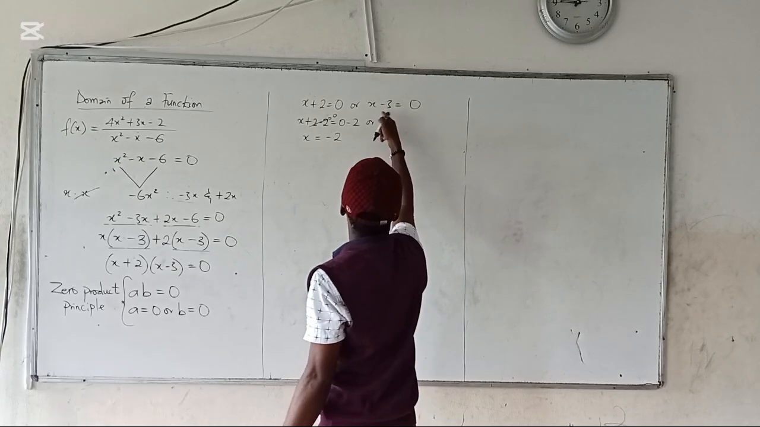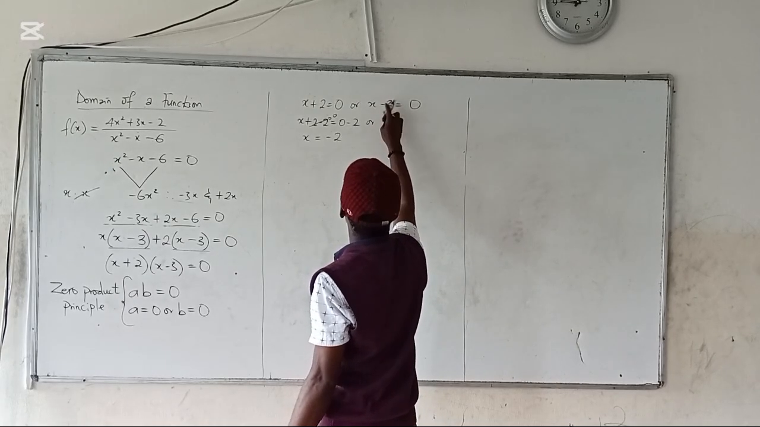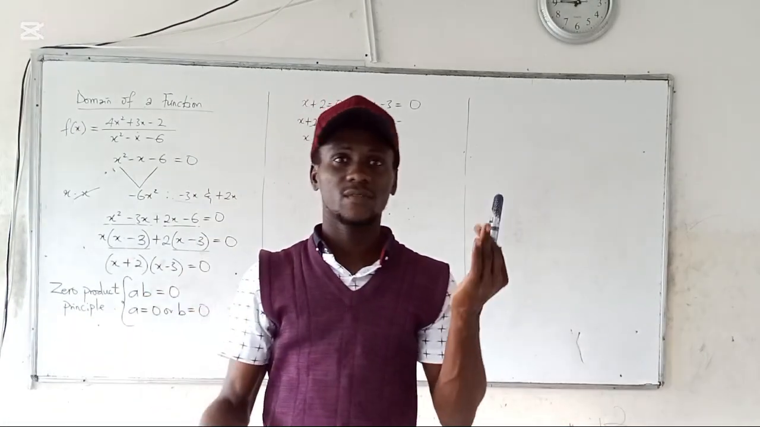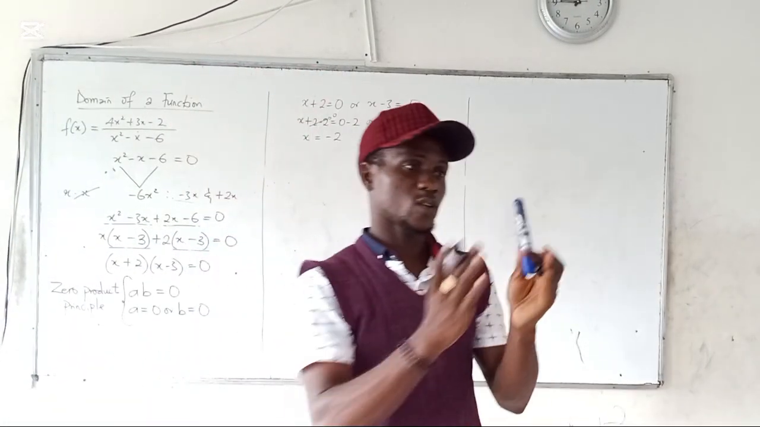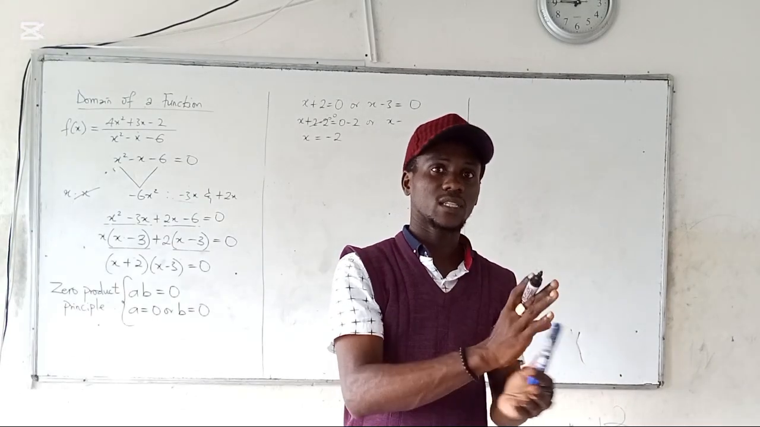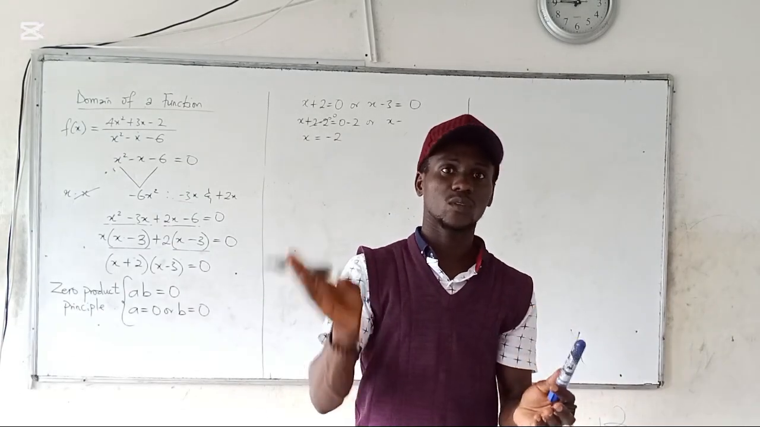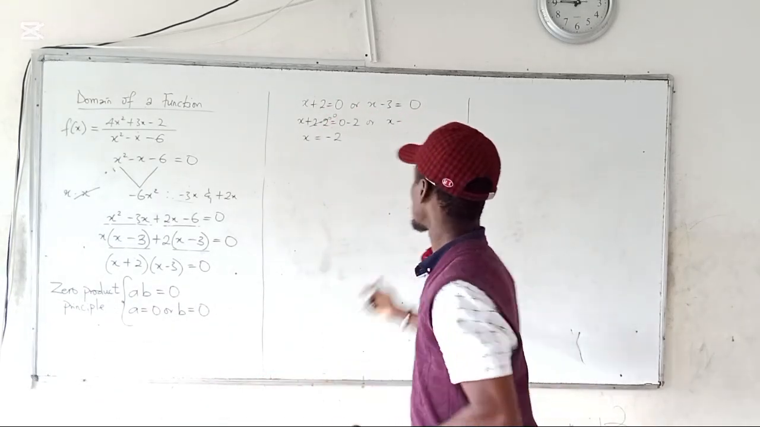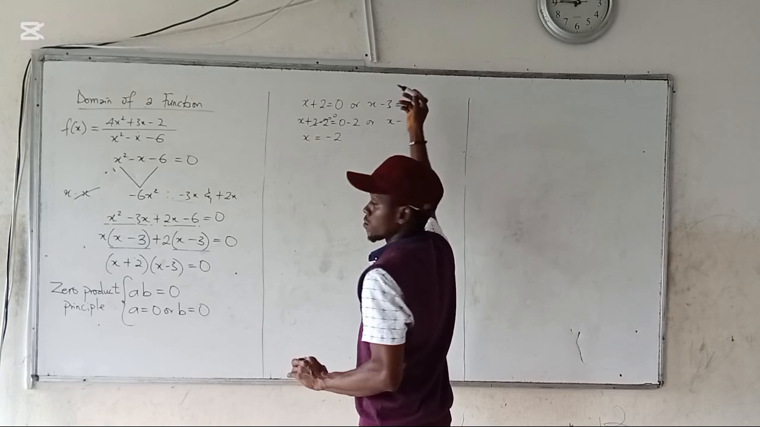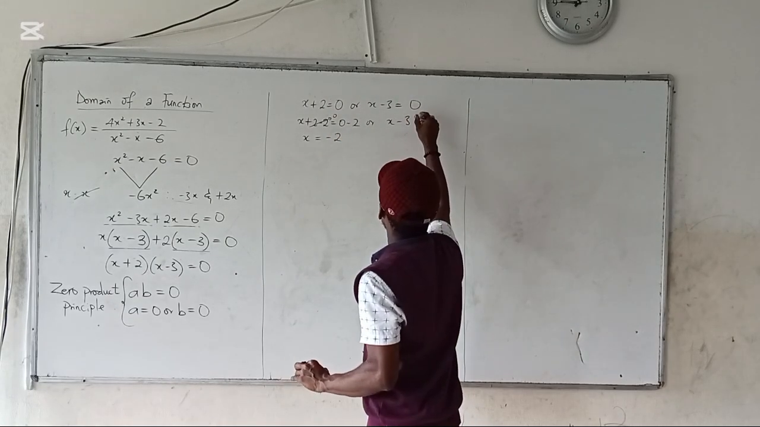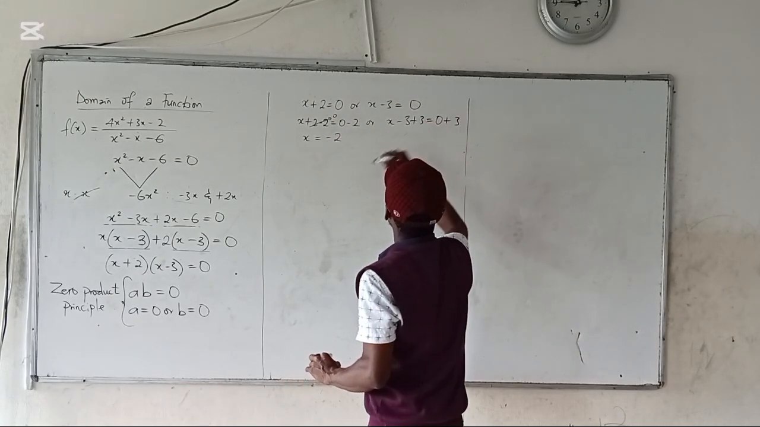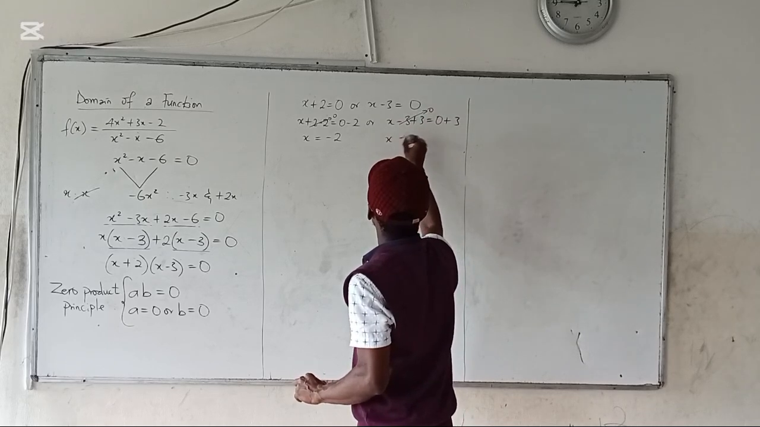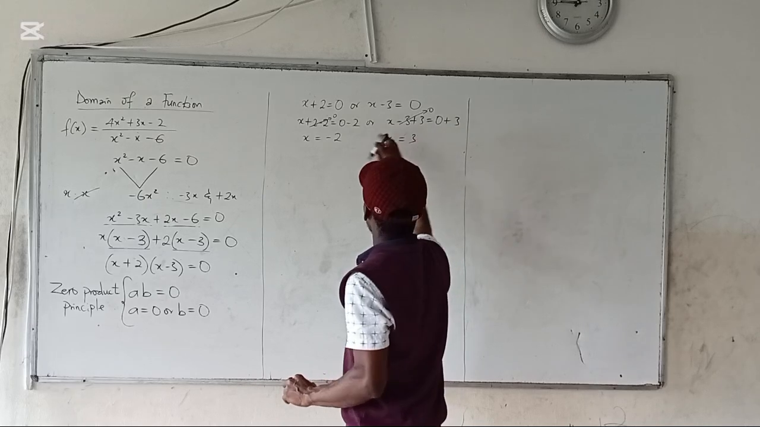Then you come here, I have x minus 3. To eliminate minus 3, you add plus 3. We call that additive inverse. So if I have a number like 3, if I want to eliminate 3, I use the additive inverse of 3, which is minus 3. If I have minus 3, the additive inverse of minus 3 is 3. So I'll do minus 3 plus 3 equals 0 plus 3. Minus 3 plus 3 is 0. So I'll have that my x will be equal to 3. 0 plus 3 is 3.